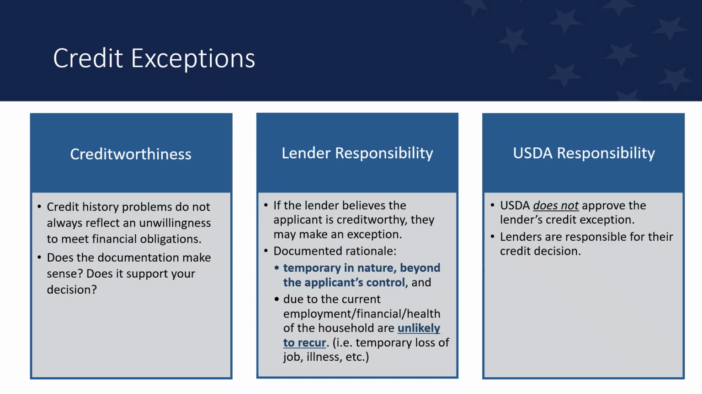When making exceptions, we expect that the underwriter demonstrates the issues were temporary in nature, beyond the applicant's control, and unlikely to recur. For example, an applicant that previously said they had a lesser paying job but now has a great job, we would not want to see that they have worked for the same employer and in the same position for the last 25 years. So make sure the documentation in your file makes sense and supports your decision. Make sure it connects the dots. Remember, the one exception a lender cannot make is for a previous USDA loss in the past 7 years. Only USDA can make that determination.